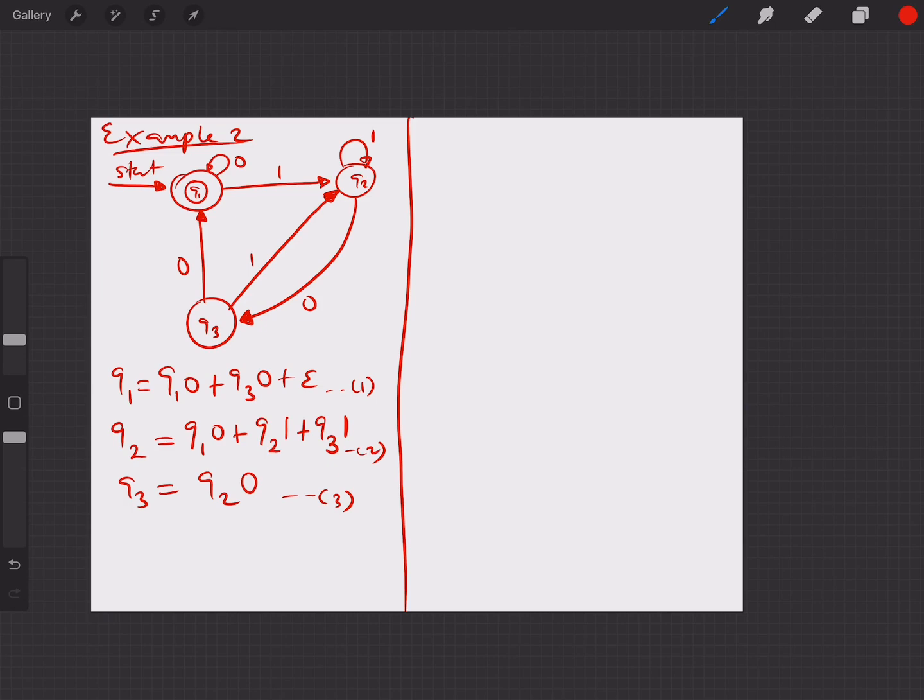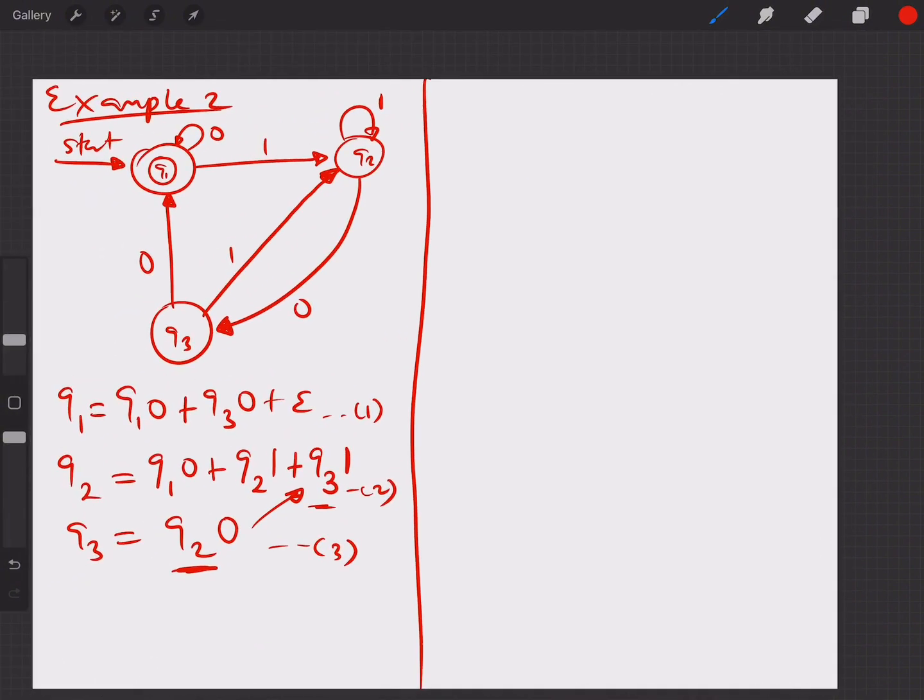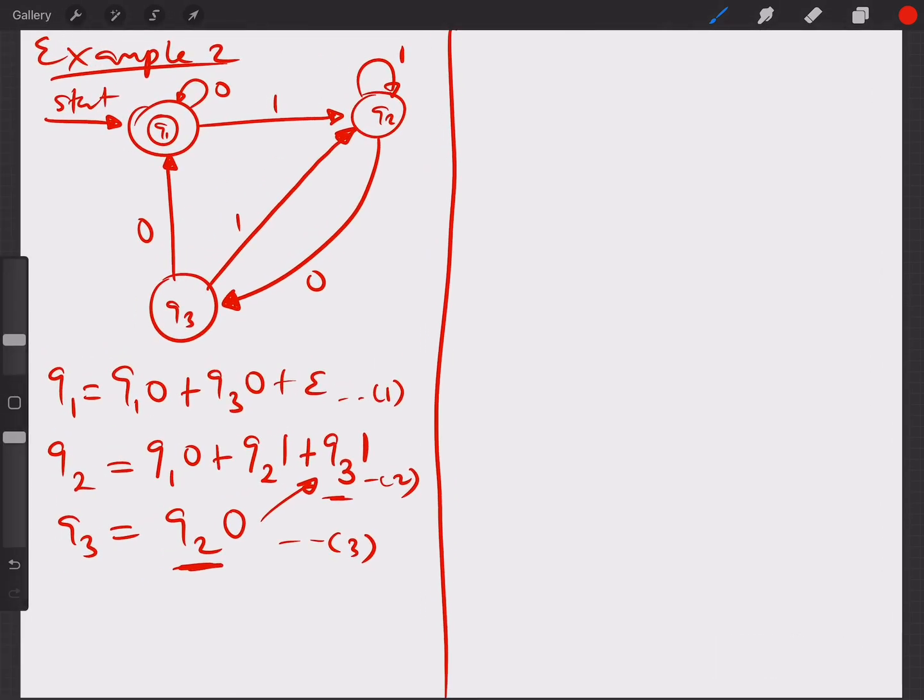So what do we do? You'll notice that there's something in common. Q3 is also here, and this can go here, right? So substituting 3 into 2.